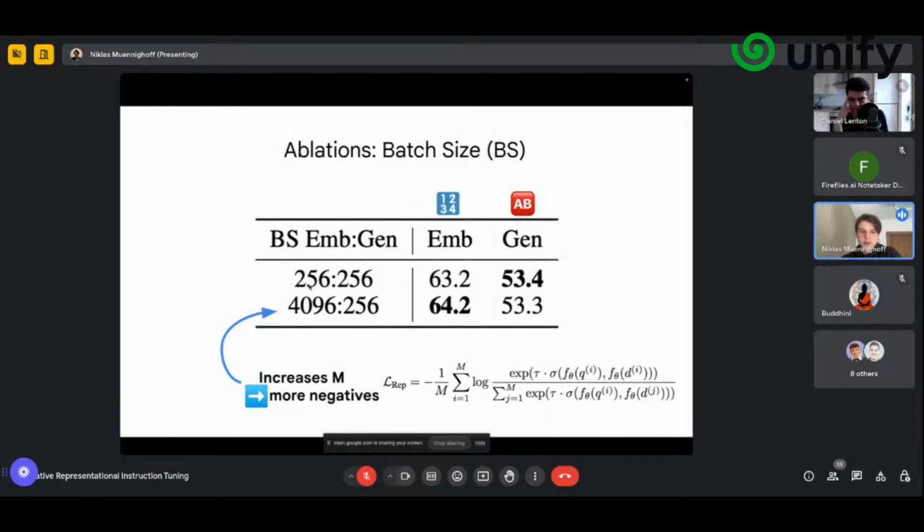And so, as expected, increasing the embedding batch size, so BSM, from 256 to 4096 improves embedding performance, and generative performance in this case doesn't really change.